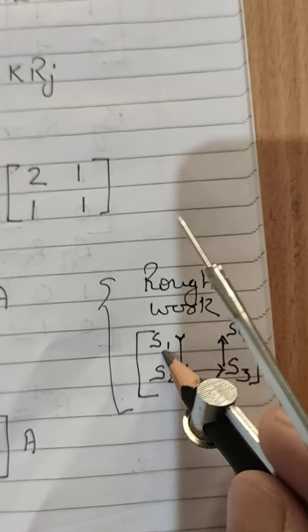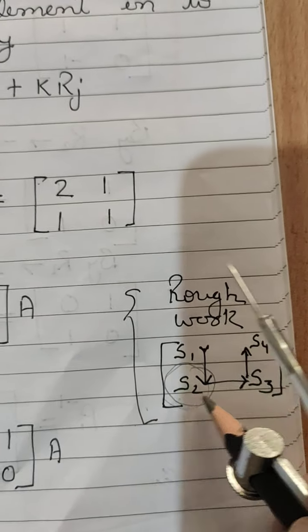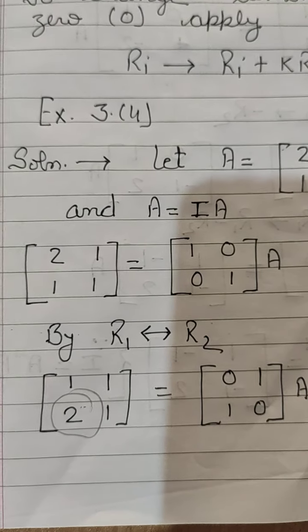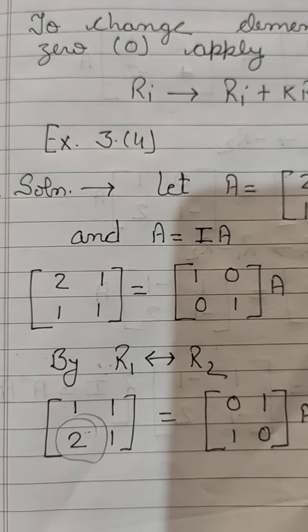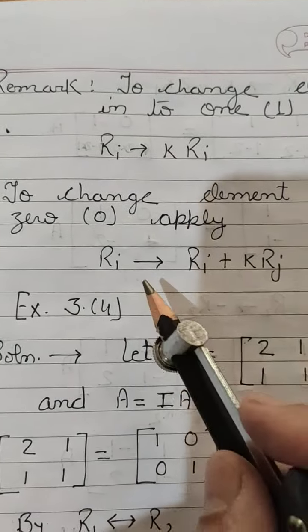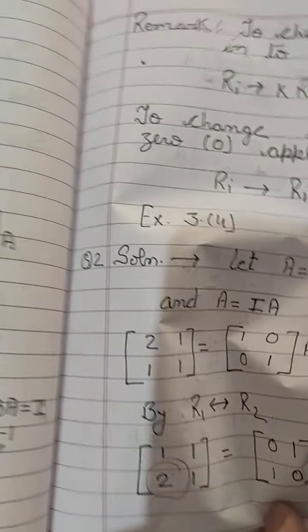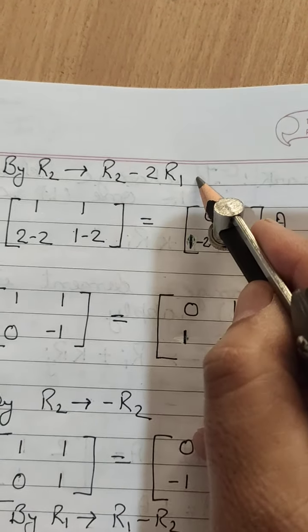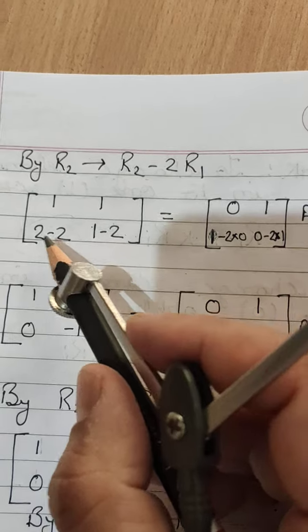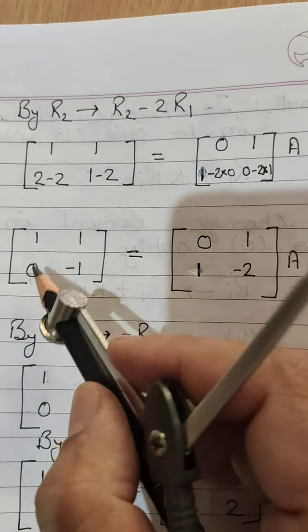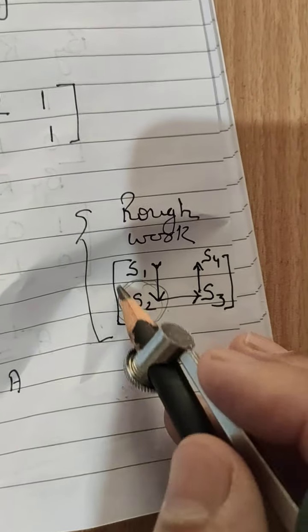Now we approach the next step S2. This A21, this 2, we have to change into 0. How will we change it into 0? Above I explained two remarks: Ri gives Ri plus k Rj. So we apply the property R2 gives R2 minus 2 R1. Here I have applied the operation and this changes into 0. Now we have changed these two elements, S1 and S2. Our two steps are complete.